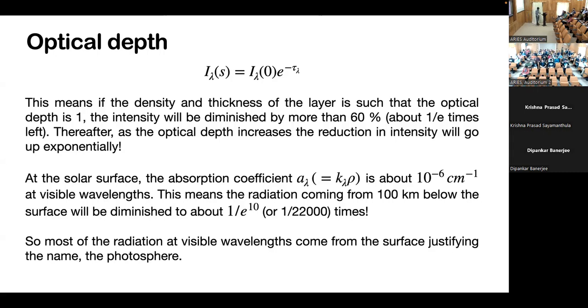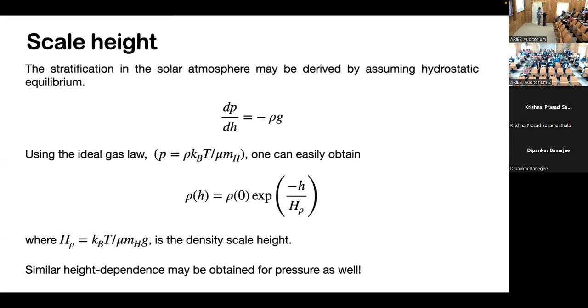There can also be other processes. For example, when photons are incident on atoms or molecules, you have photon excitation, but they can get de-excited collisionally, and then you lose some energy. So scattering does not mean there is no loss of energy. There can be loss of energy, but if you take the overall energy into account, of course, it should be conserved. So that is about optical depth.